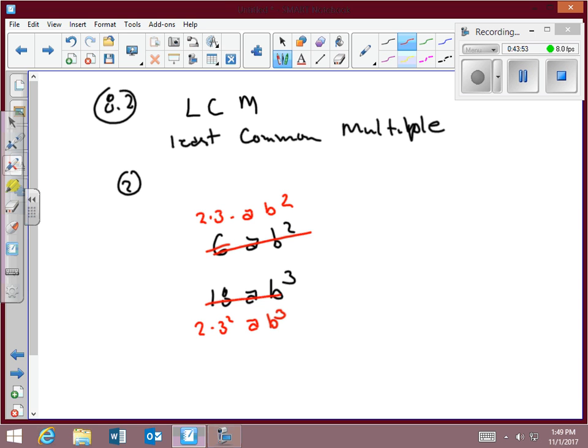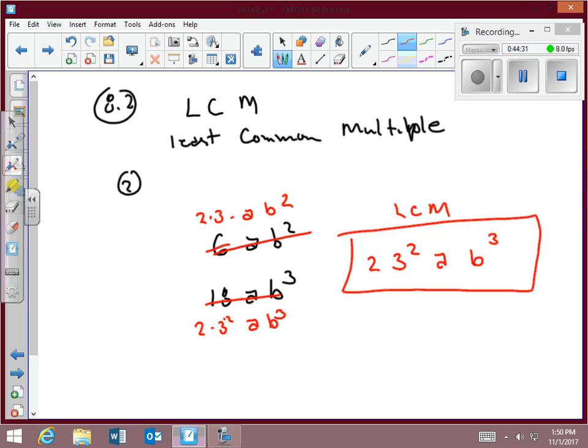Now each one of these prime factors in the numerator denominator must occur in the least common multiple to the highest degree they are in either one. So 2 to the first power is in both of them. 3 to the second power is the highest down here. So it has to be the prime factor to the highest power. Then it's A, and the highest power in either one of them is 1. And then the B, the highest power in either one is 3. So my least common multiple is that number right there. That's how you figure it out.